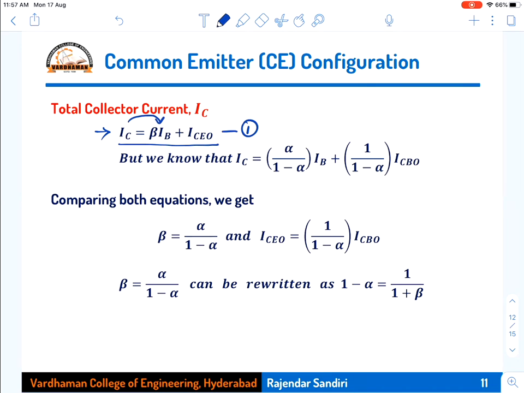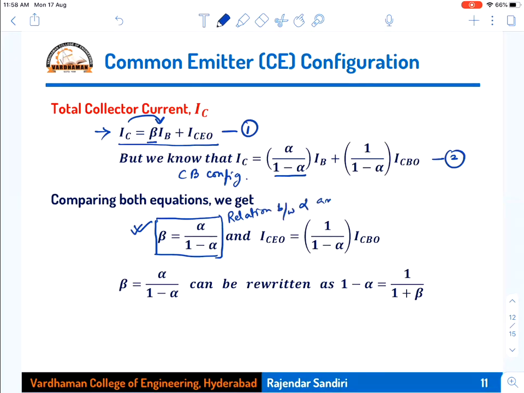Now IC in terms of IB can also be written. We already derived IC in terms of IB in the common base configuration. If you compare both of them, in place of beta we have alpha by 1 minus alpha. So beta is equal to alpha by 1 minus alpha. This gives you the relationship between alpha and beta. And you will get the second term if you equate ICEO to 1 by 1 minus alpha into ICBO.